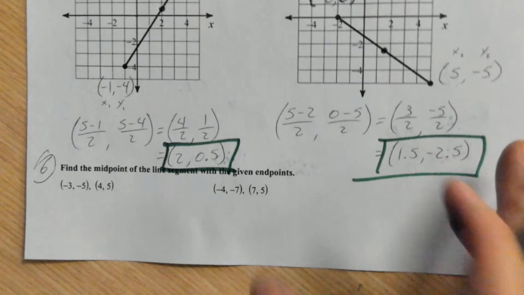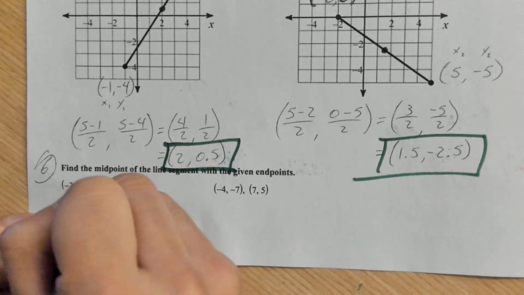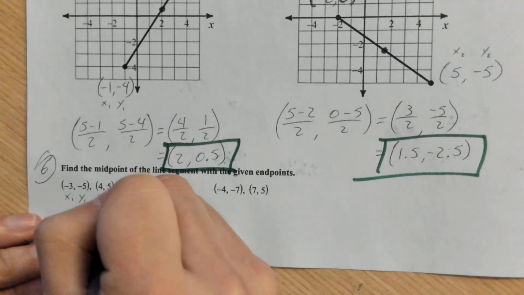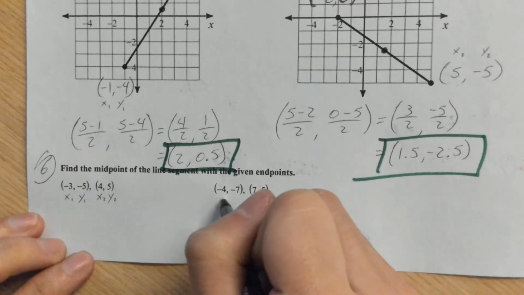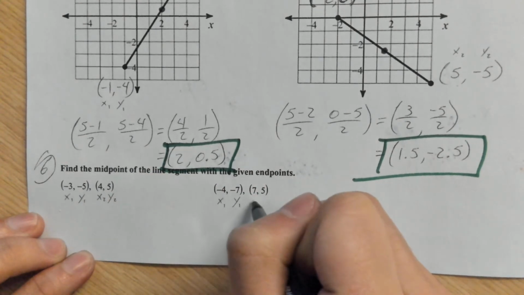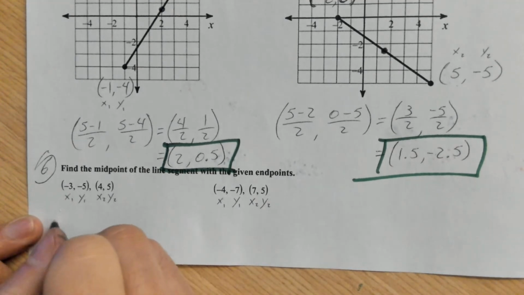Now here, number 6, it's also finding the midpoint. In this number 6, we're not given the graph. We're just given the values. Now this is actually easier. It may seem harder because you don't have the graph, but just label everything. This is your x1, this is your y1, it's x2, and this is your y2. Doesn't matter which one's which, it doesn't matter. So x1, y1, x2, y2. There you go. Put them into the equation.